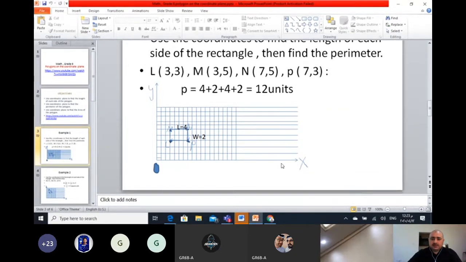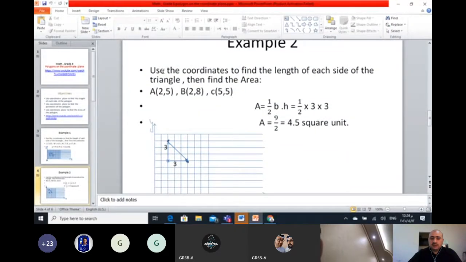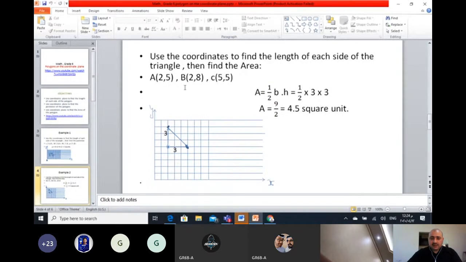The next example, use the coordinates to find the length of each side of the triangle. Then find the area. We have here 3 points. The first step, we want to represent each point in the coordinate plane. Now start from the first point A. A, (2, 5). 2 in X and 5 in Y.